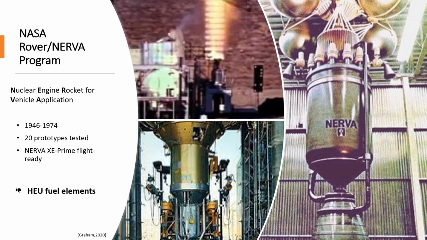Well, the designs that were developed under the Rover NERVA program all used what was called highly enriched uranium fuel elements. Now, highly enriched uranium is not legal for civil use because it's classed as a weaponizable material. These days, nuclear reactors are only allowed to use low enriched uranium fuel elements.